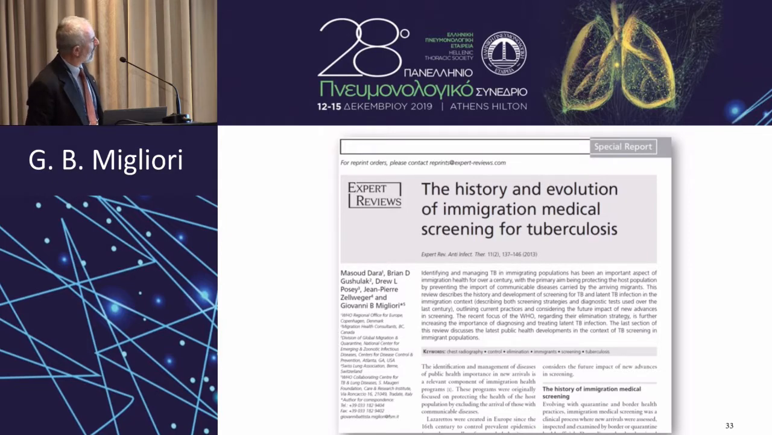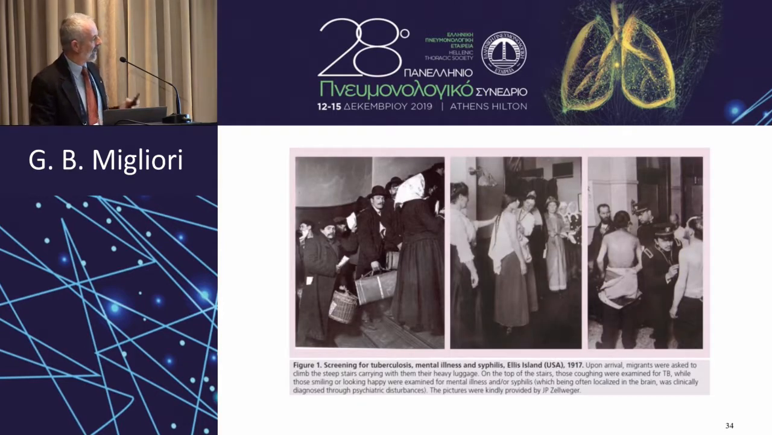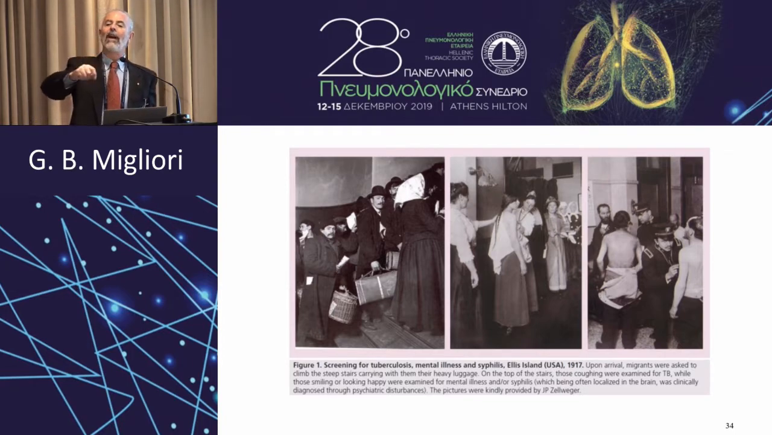This is a paper we published, I think, in 2013 or so. And it's pretty interesting. There are two things I want to comment on. Okay, this is what was happening to our grandfathers on Ellis Island in 1917, when our grandfathers were arriving, right? So they were looking for 2 diseases at the time, TB and syphilis, right?